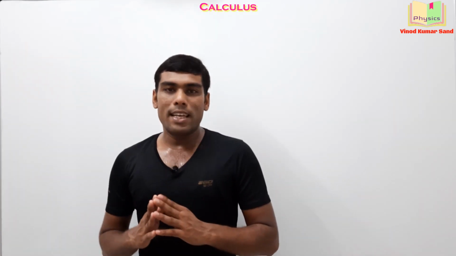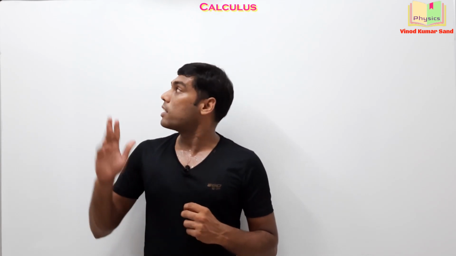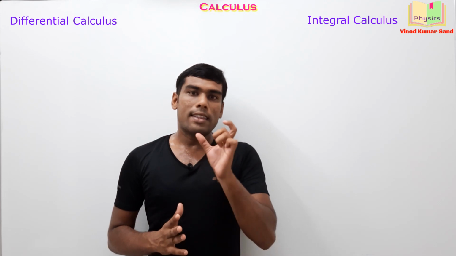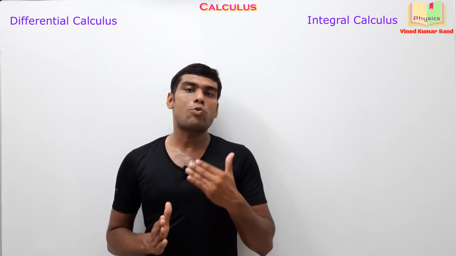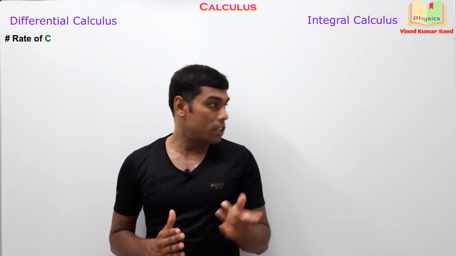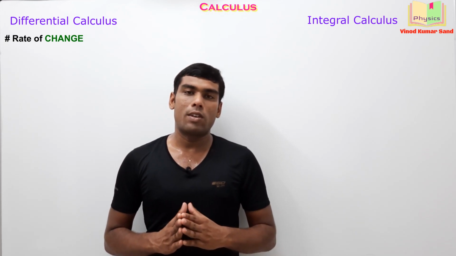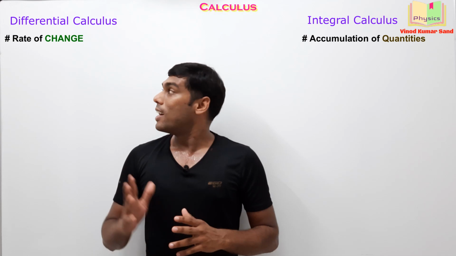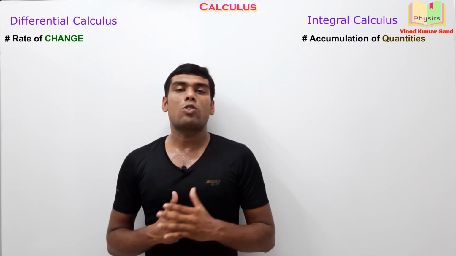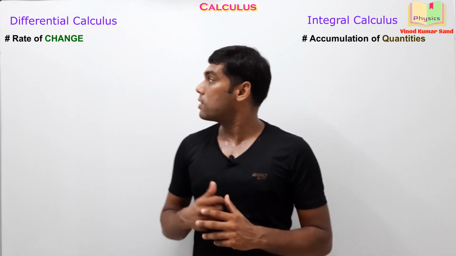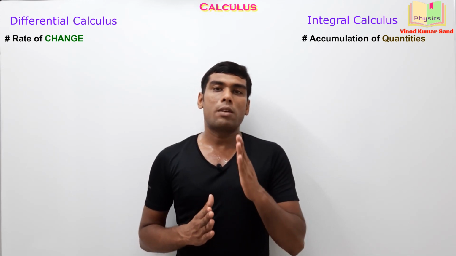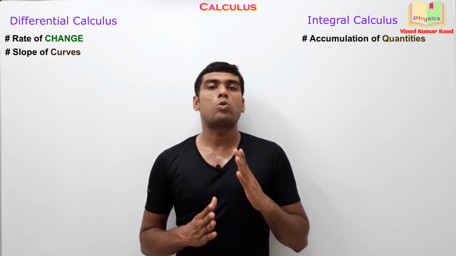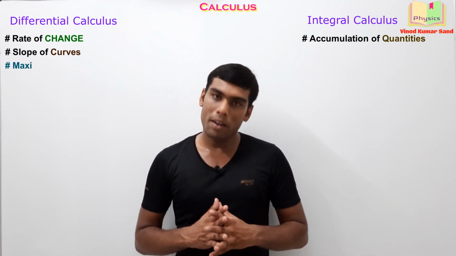The calculus has primarily two branches, namely the differential calculus and the integral calculus. The differential calculus deals with the rate of change, while the integral calculus deals with the accumulation of some quantities. Let us see the applications of the differential calculus. It can be used to determine the slope of the curves. It can be used to determine the maxima or minima.